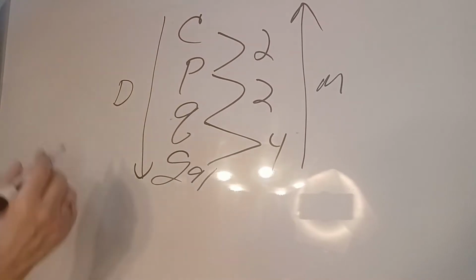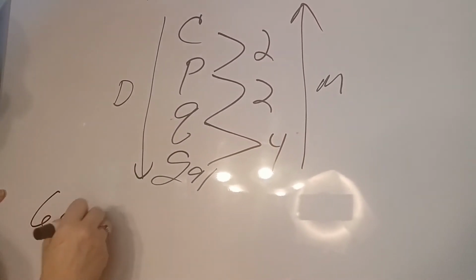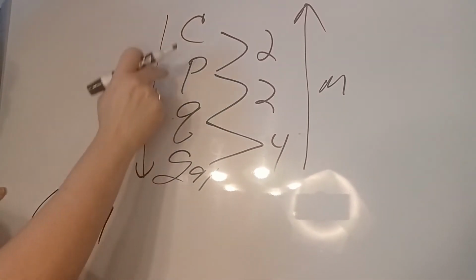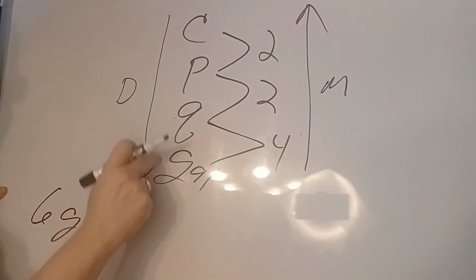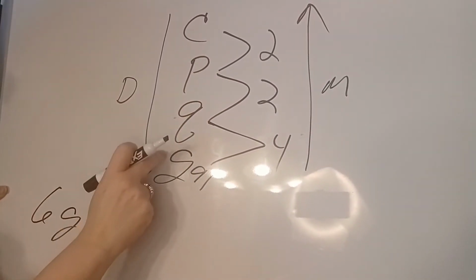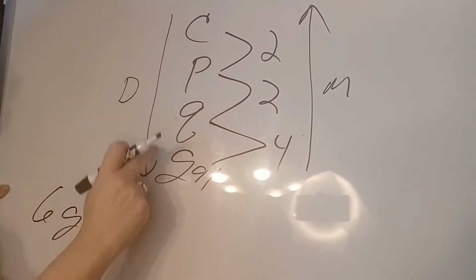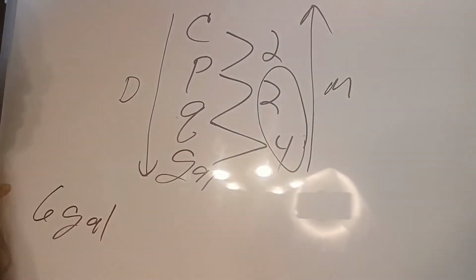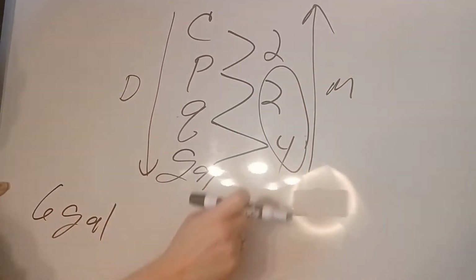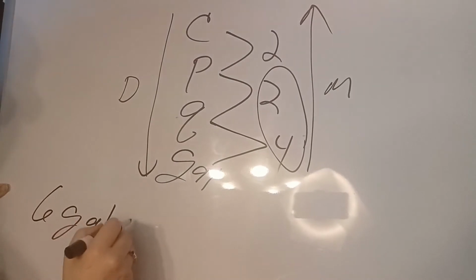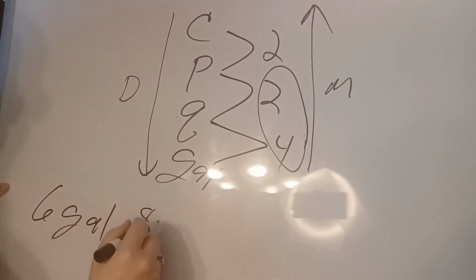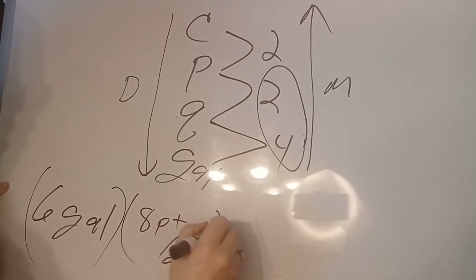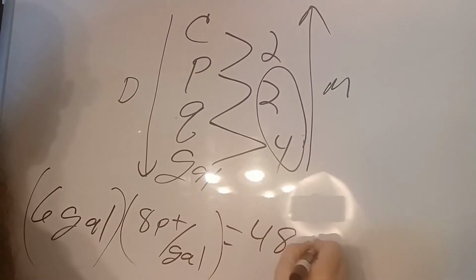Let's say we have 6 gallons, and we want to know how many pints that is. So we're going from gallons to pints. So we're going to be multiplying because we're going upwards from gallons to pints. And gallons, so 4 times 2 is 8. So we're going to multiply the 6 gallons by 8 pints per gallon. Now we're going to get 48 pints.